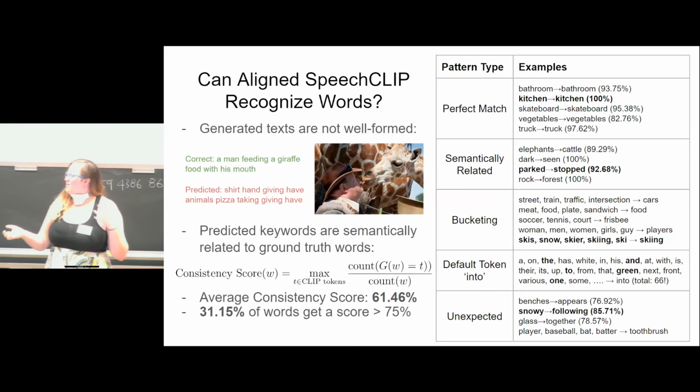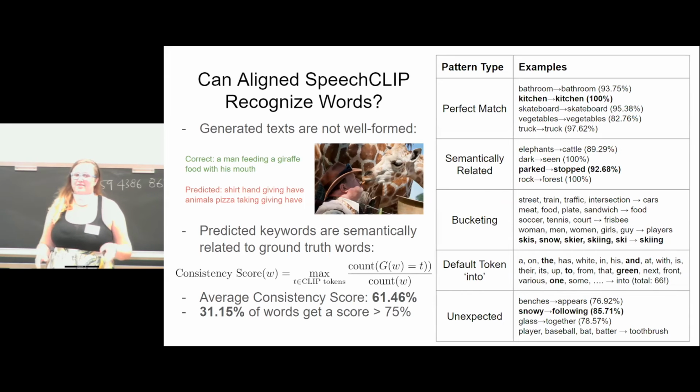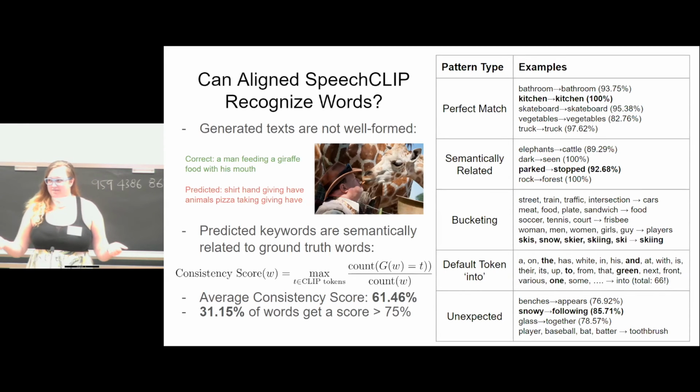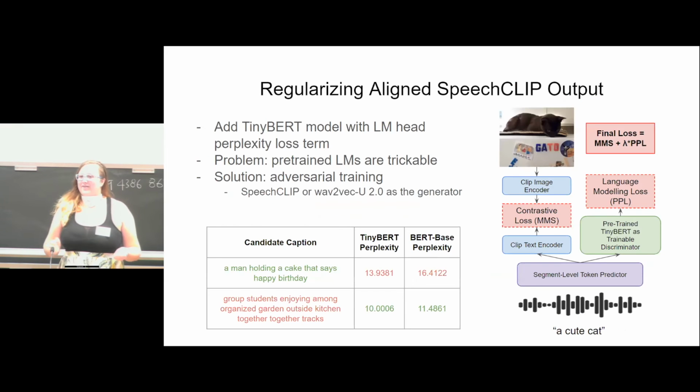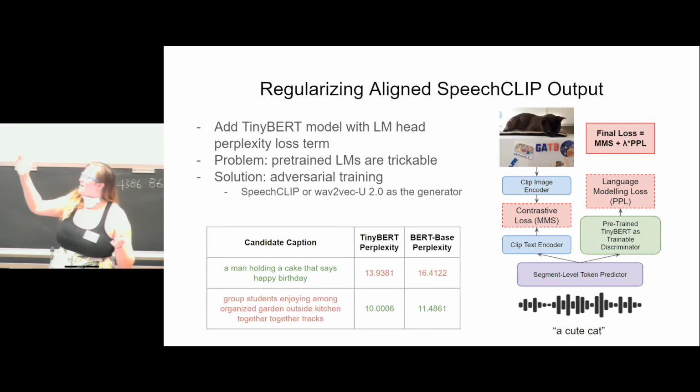And then there are some behaviors that are interesting, but not what we're looking for, like bucketing. So any word remotely related to skiing are all being given the clip label skiing. And then there are some things that are just not desirable. So using a default token into for any function word, there's a total of 66 different words that are getting mapped to the token into over 75% of the time. That's not useful, right?